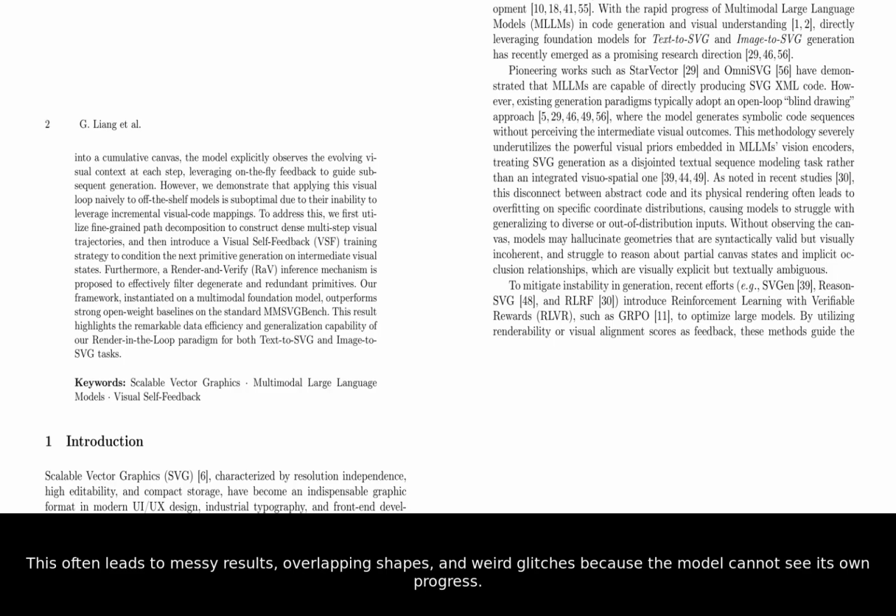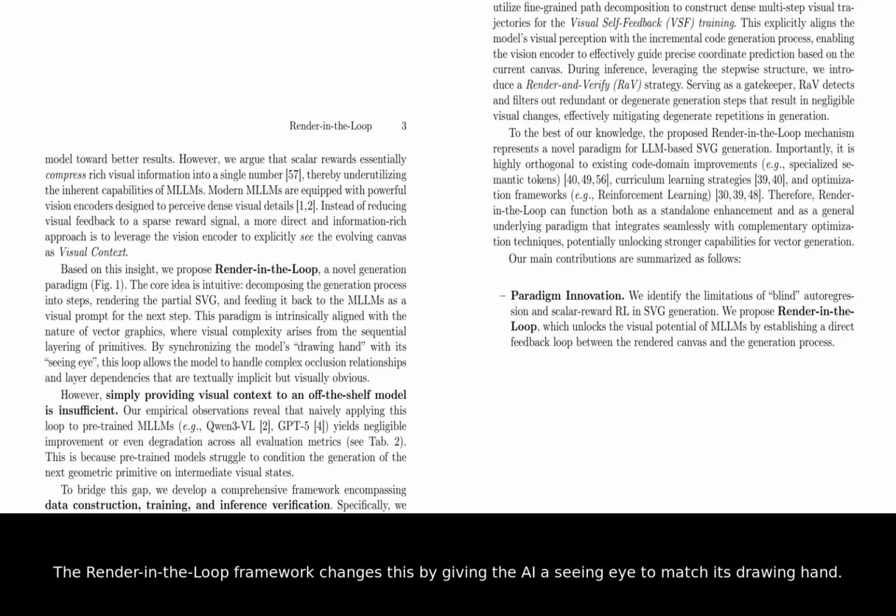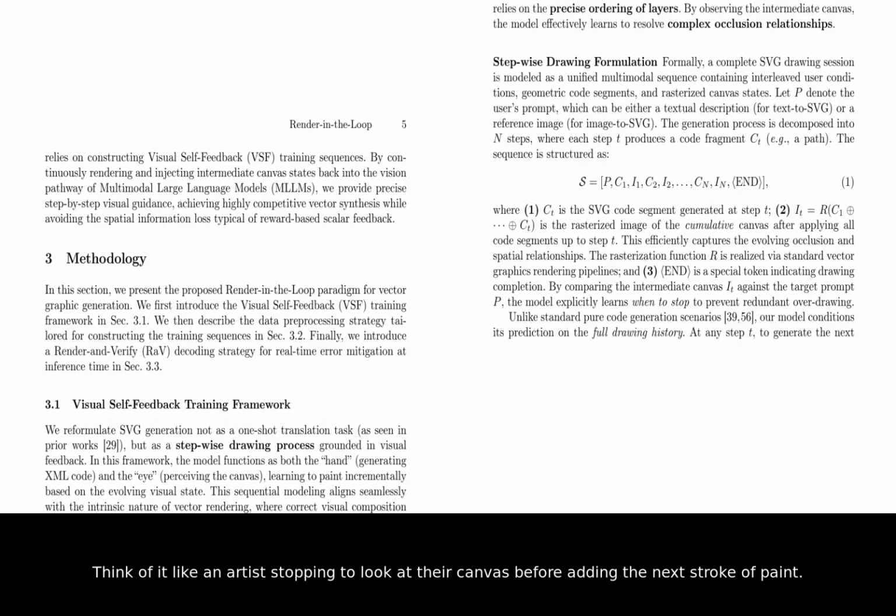This often leads to messy results, overlapping shapes, and weird glitches because the model cannot see its own progress. The render-in-the-loop framework changes this by giving the AI a seeing eye to match its drawing hand. By rendering the graphic after every few steps, the system provides visual feedback directly back to the model. Think of it like an artist stopping to look at their canvas before adding the next stroke of paint.